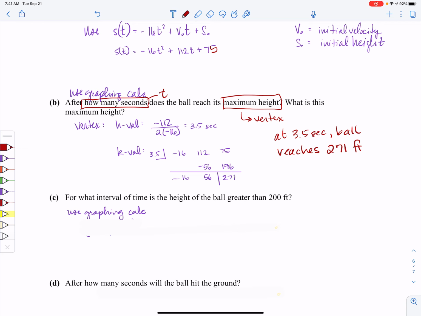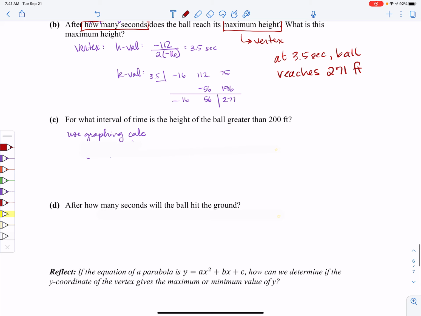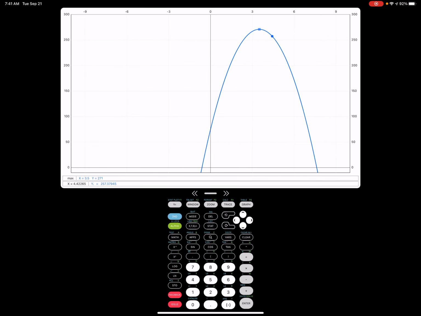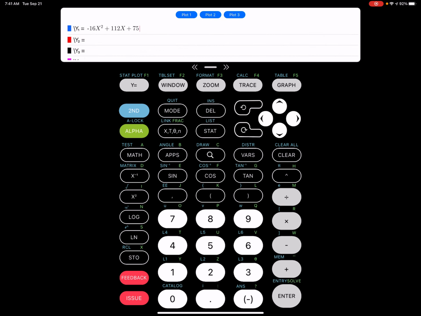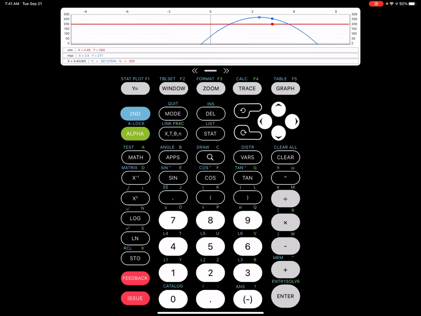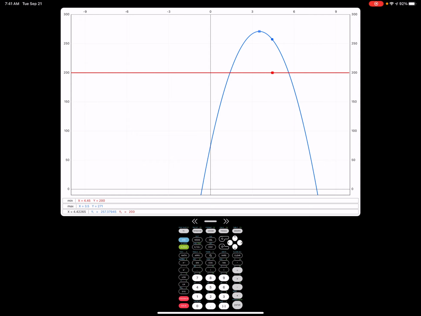All right, for part C, for what interval of time is the height of the ball greater than 200 feet? All right, so we're going to go back to the calculator and go back to your y equals screen. And then for y2, let's just give a horizontal line of 200. Go to your graph, and you'll see there that I have this horizontal line at 200. And this is going to help me to find out the interval of time.